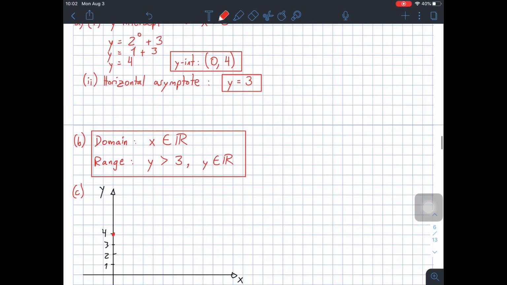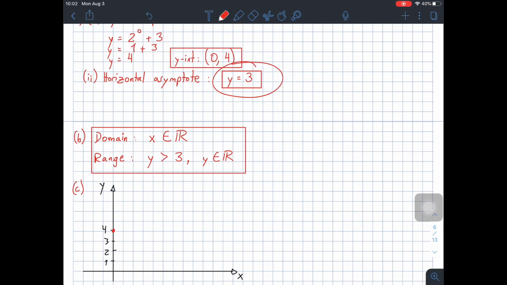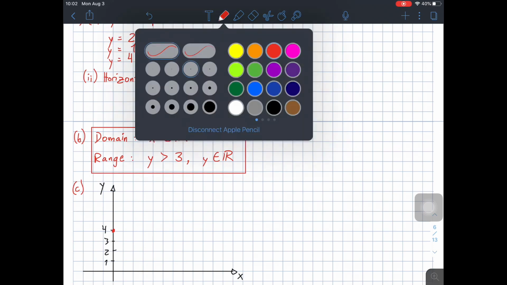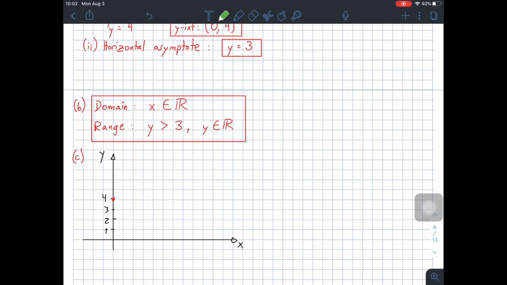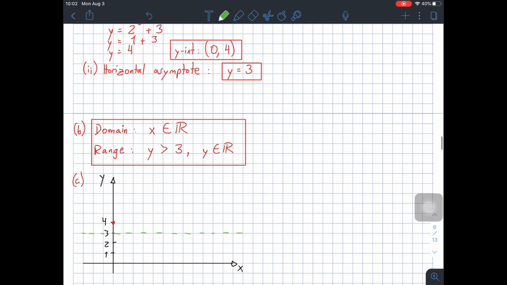And we know that the horizontal asymptote is y equals 3. So I'm going to do that as dotted lines. I'm going to do a green line. So y equals 3, dotted lines, and we get the asymptote. And that's it. So now we can do the sketch, right?